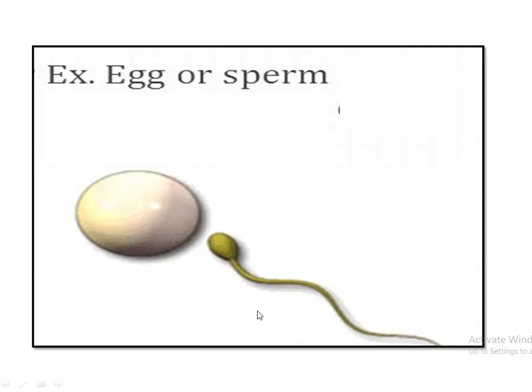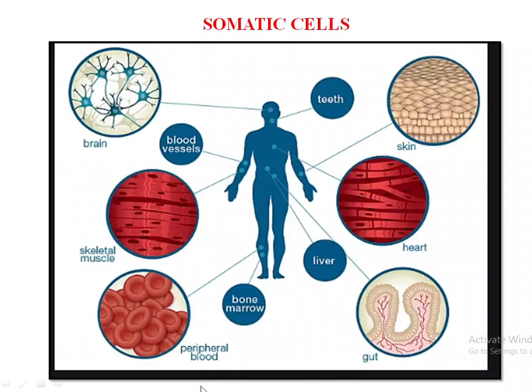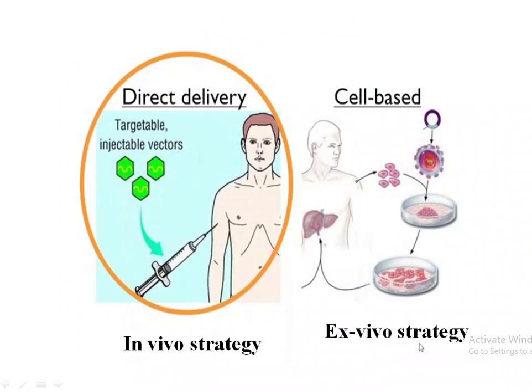Gene therapy may involve germ cells, but germ cell gene therapy is considered unethical. Therefore, currently gene therapy exclusively involves somatic cells, which involves the introduction of genes into somatic cells of an affected individual. There are two ways of inserting and expressing the gene in target cells.